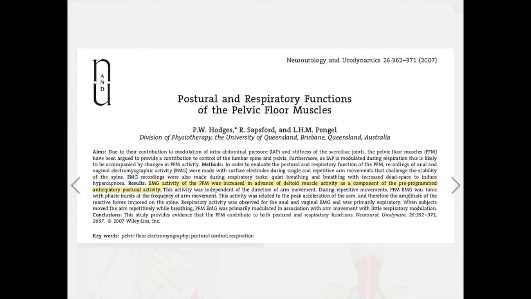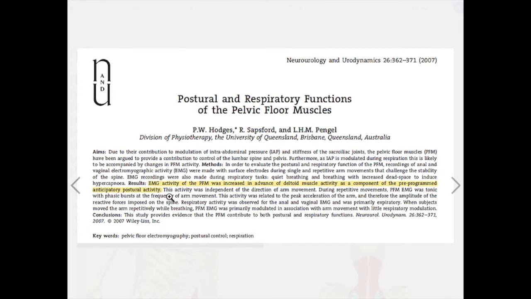Well, then what about the floor of the chamber? If you have paid attention to what I've been saying, you must be thinking that I bet this guy will say that pelvic floor also predictively activates before voluntary movement. And you are absolutely right. Again, Dr. Paul Hodges and his research team has found that pelvic floor muscles increased its activity level in advance of shoulder muscle activity during arm elevation.